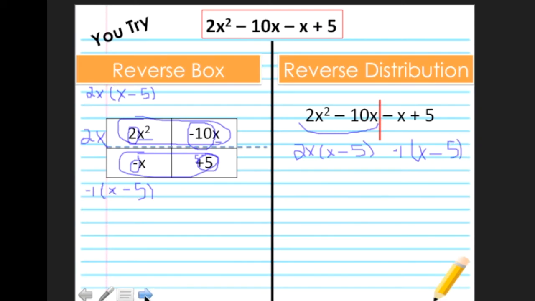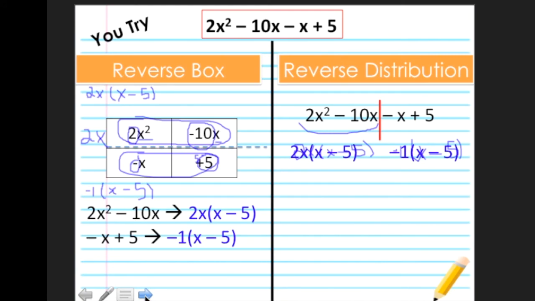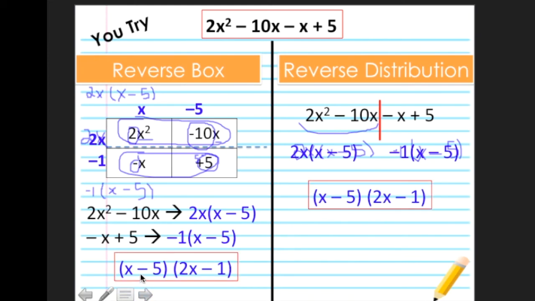Here's what it looks like written out when you factor them out. And then, if you notice, for the final answer, you take the GCFs of each of those expressions and put them on the outside of the box here on the left. And then what's in common, the x minus 5, goes on top of the box. So my final answer is x minus 5 times 2x minus 1.